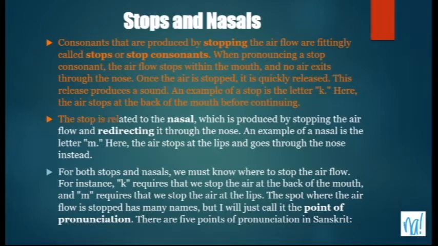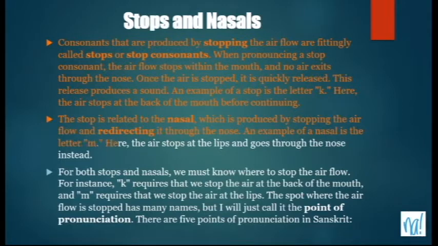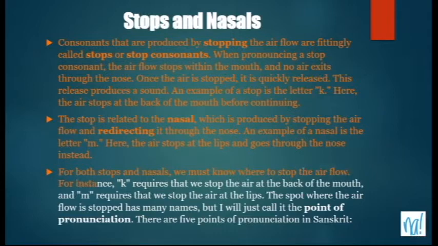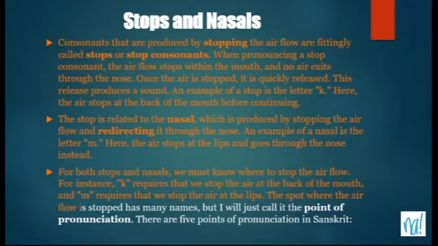The stop is related to the nasal, which is produced by stopping the airflow and redirecting it through the nose. An example of a nasal is the letter M. Here, the air stops at the lips and goes through the nose instead. For both stops and nasals, we must know where to stop the airflow. For instance, K requires that we stop the air at the back of the mouth, and M requires that we stop the air at the lips. The spot where the airflow is stopped has many names, but I will just call it the point of pronunciation.